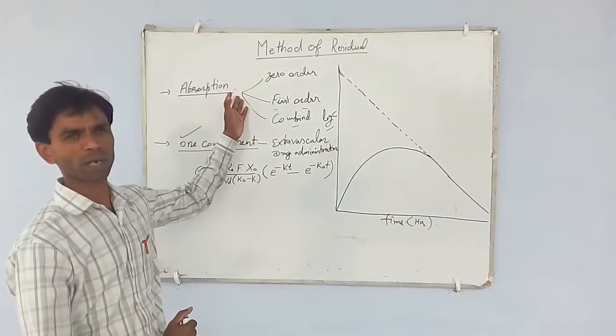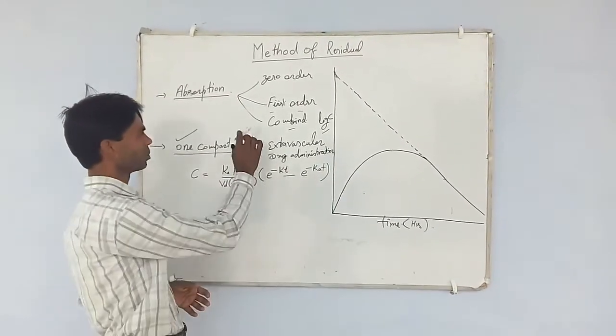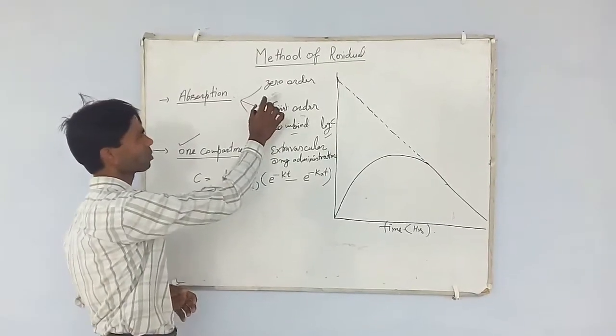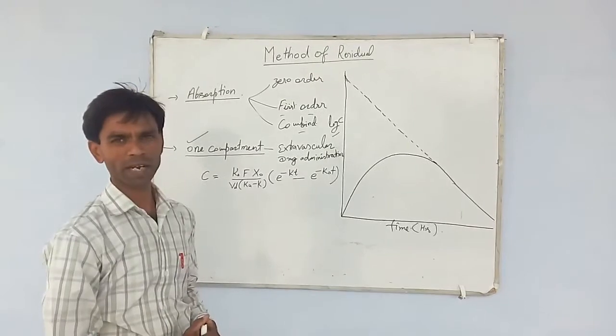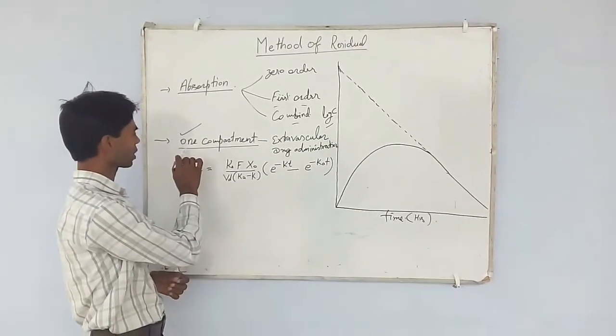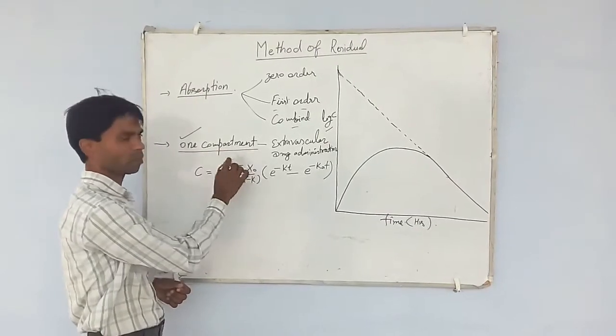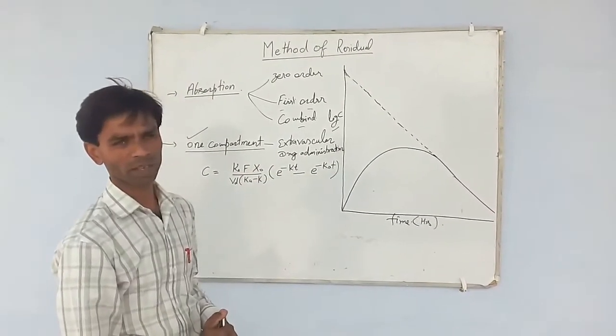Absorption is the movement of drug from the site of application to the site of measurement. The absorption may be zero order, first order, or may be combined or hybrid. For determining the absorption rate constant, we use the one compartment model, where the drug is given by an extravascular route.